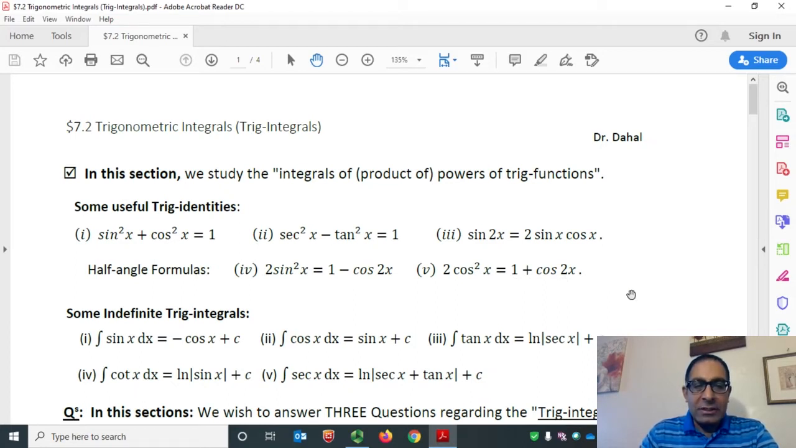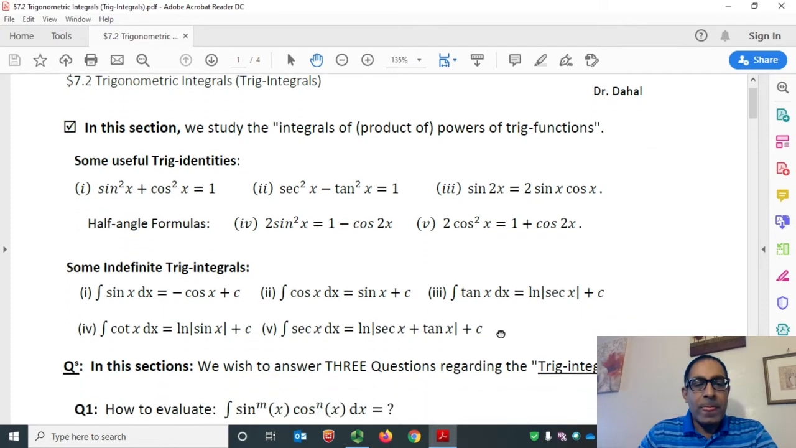Some indefinite trig integrals. The integral of sine x is negative cosine x plus C. C is a constant of integration. The integral of cosine x is sine x. The integral of tan x is natural log of secant x. The integral of cotangent x is natural log of sine x. And the integral of secant x is natural log of secant x plus tan x.